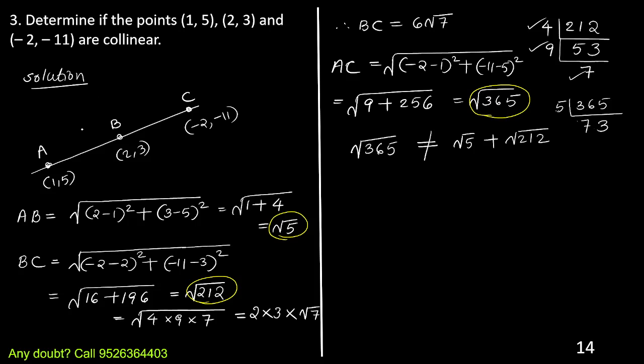I think you have understood the reason, because if the order is like this, AB plus BC will be the greatest side AC. So the picture is not necessary to solve this question. How will you check whether it is collinear or not? Pick up the greatest side and check whether the greatest side is equal to the sum of the other two smaller sides. If the sum is equal, the points will be collinear. If the sum is not equal, not collinear. So the answer is not collinear.